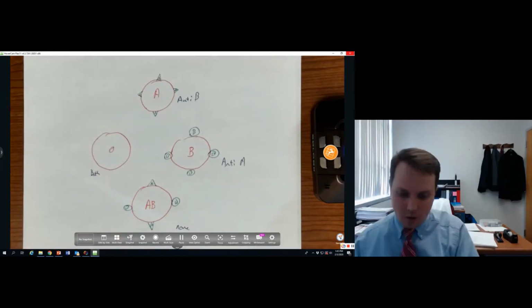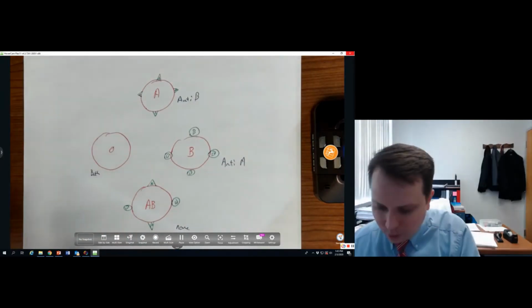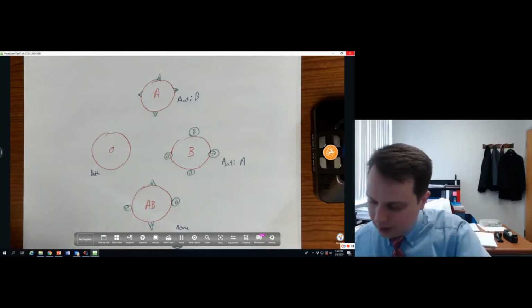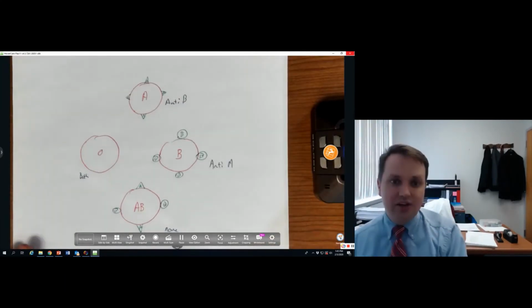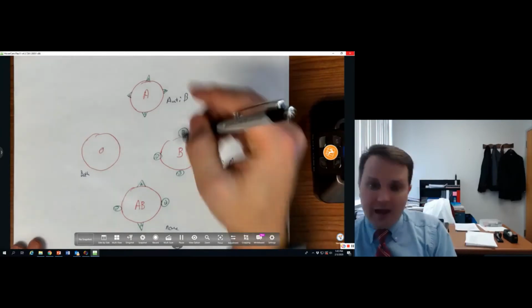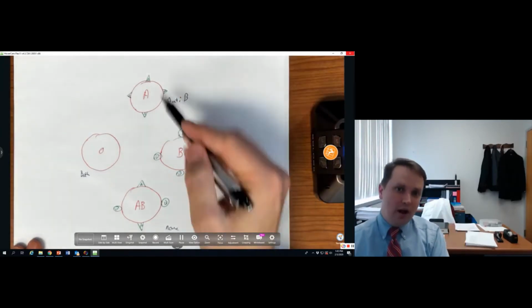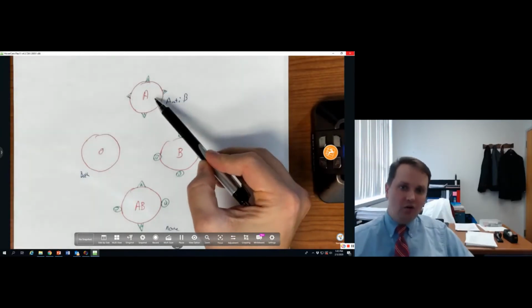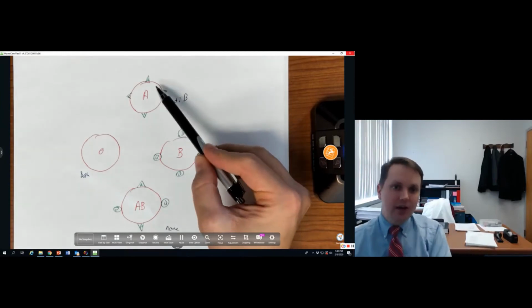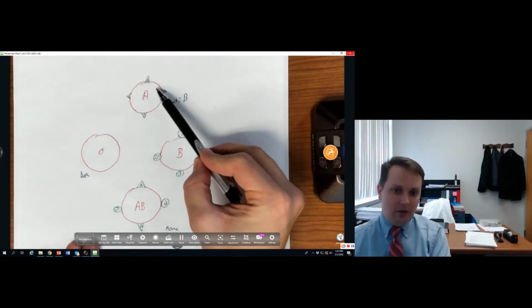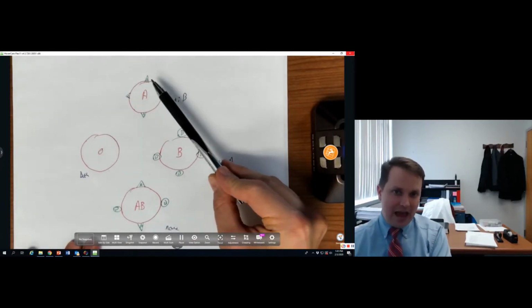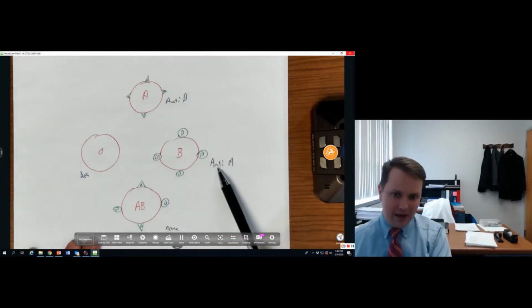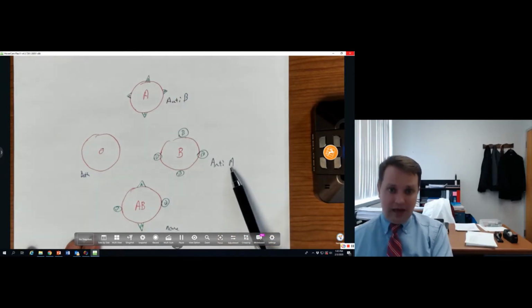Okay, so what we're going to do with this drawing is draw a line to all compatibles. Let's get that autofocus there. There we go. Okay, so we're going to start off with A blood. Here, I'm going to start drawing from the donor to the recipient. In the donor, it's the blood cell. In the recipient, it's the plasma.